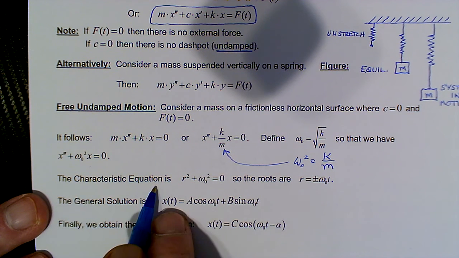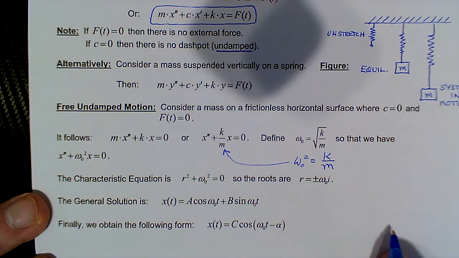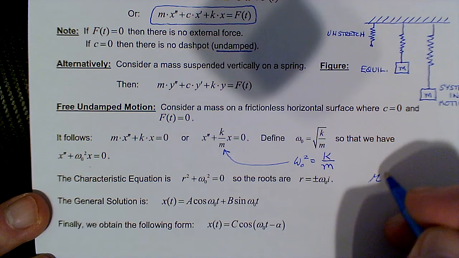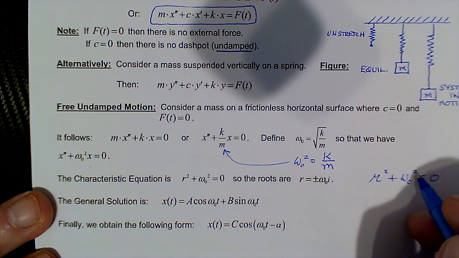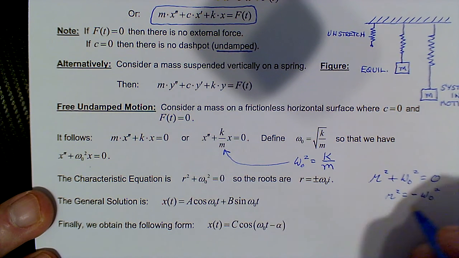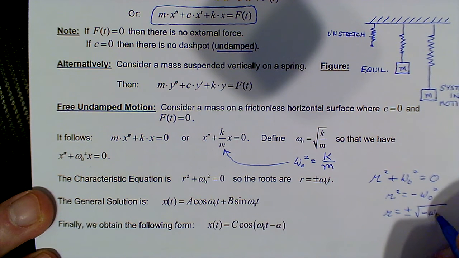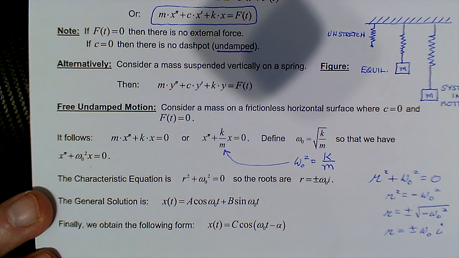And we could write the characteristic equation, which would be r squared plus omega sub 0 squared is 0, and then find the roots. Omega sub 0 is a constant, so r squared would be negative omega sub 0 squared, and r would be, taking the square root of both sides, plus or minus the square root of negative omega sub 0 squared. The square root of omega sub 0 squared is just omega sub 0, but there's a negative under the radical, and the square root of negative 1 is the imaginary unit.